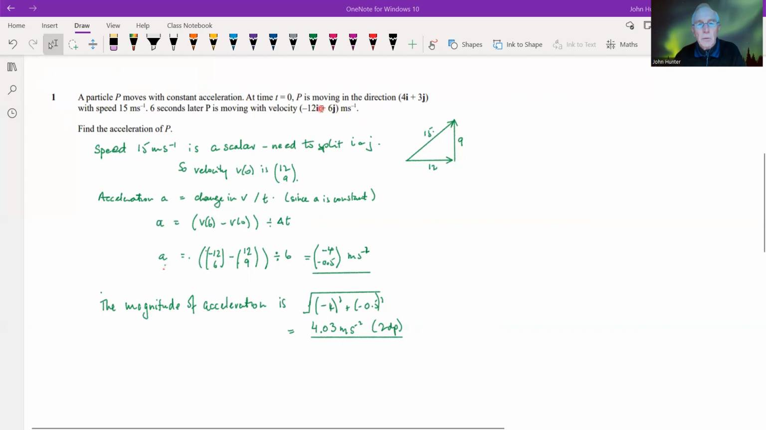So that would have been nice if they'd actually given us the initial velocity in vector form, but they've made it a bit more complicated, just so we have to think about it. And then it says find the acceleration of P. Okay, so the speed 15 is a scalar. We need to split it into two parts in order to find out what the vector is. Not too difficult, but let's see.